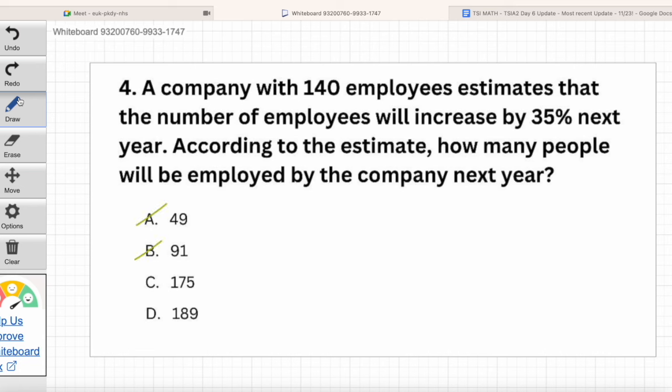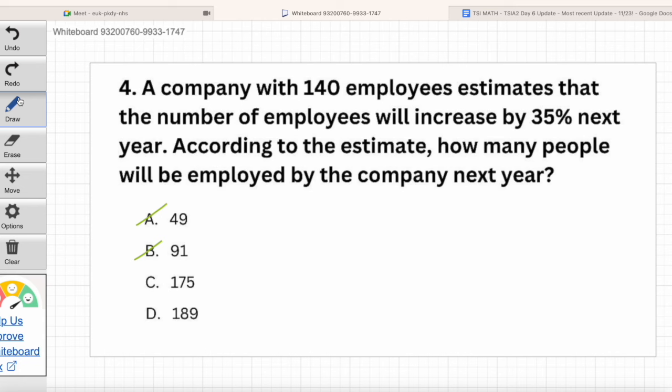Absolutely. And I think where answer choice A comes from is that 35% of 140 would be 49. Does that make some sense? So be careful, right? Don't just see two numbers and think, oh, 35% of 140. That's not what it's saying. It's saying it's going to increase by 35%. So it's going to be some number bigger than 140. There's no way around it. So it's either C or D.